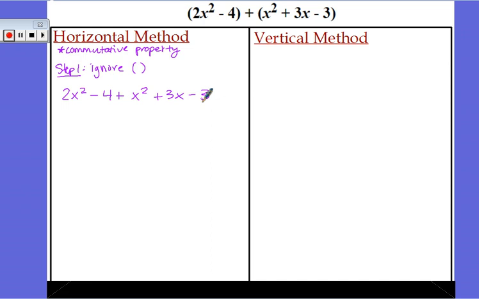Okay, after that, step 2 is we're going to locate like terms. So from my step above, I have 2x squared and positive x squared as like terms. And then I also have -4 and -3 as like terms. And then this positive 3x is not like with anything else. Okay, so once we identify our like terms, our third step is we're going to rearrange using the commutative property.